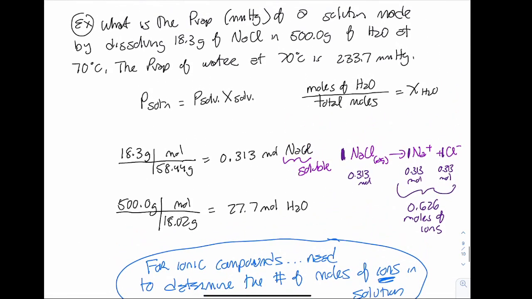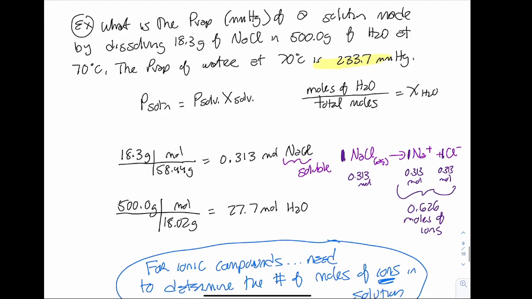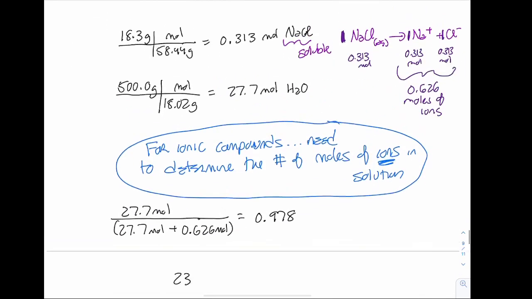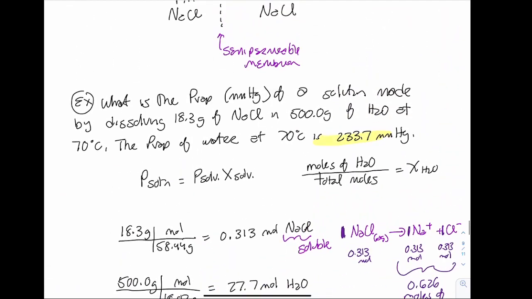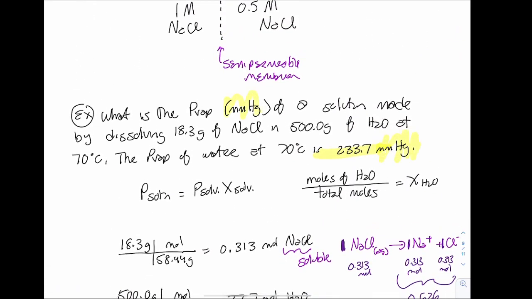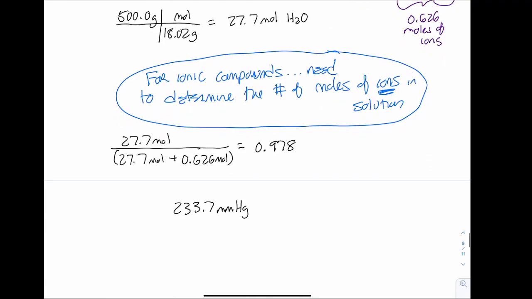So to figure out the vapor pressure of my solution, we're going to take the vapor pressure of my solvent, 233.7 millimeters of mercury. I don't have to worry about any unit conversions because this is given to me in millimeters of mercury and we're asked to solve for millimeters of mercury. If we were given it in atmospheres and asked to solve for millimeters of mercury, we would have to do a unit conversion. You could do it before or after. And then I'm going to multiply that by my mole fraction, 0.978. Since that doesn't have units, my answer will come out in millimeters of mercury. So grabbing my calculator again here.